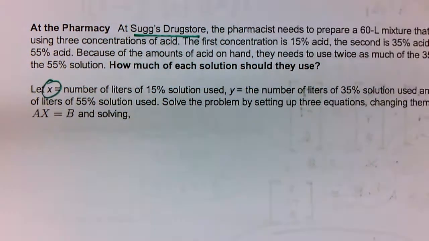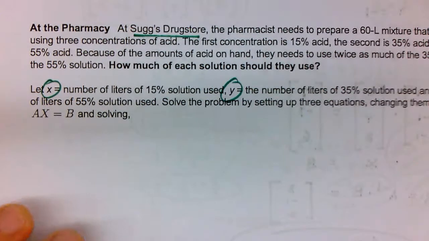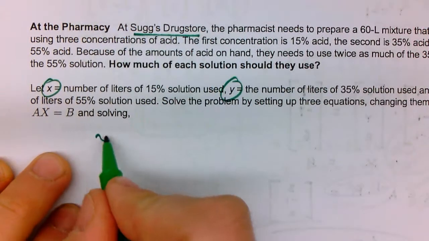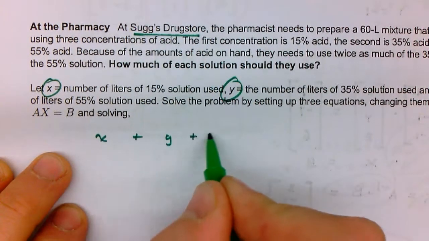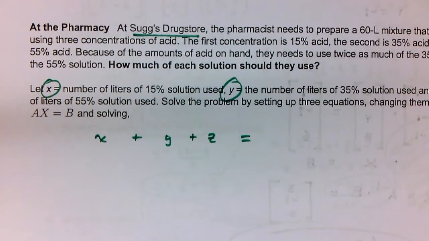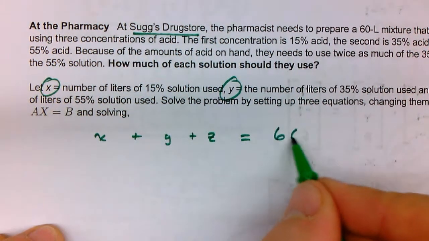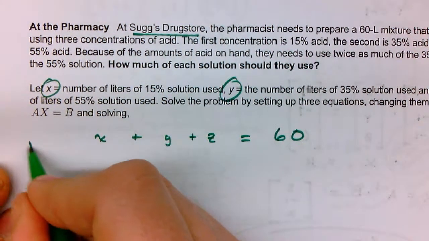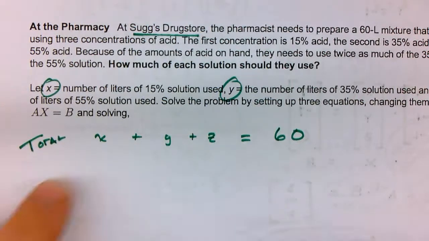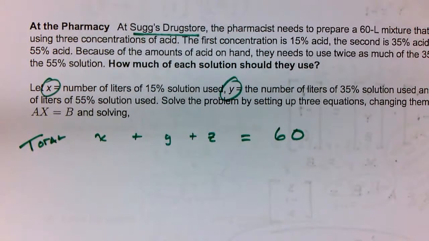So X is the number of liters of the 15%, Y is the number of liters of the 35%, and Z is the number of liters of the 55% solution. If you add X and Y and Z together, that's all the solution we've got. And how much are we making total? Okay, so there's an equation for the total. You know the total, X plus Y plus Z, is 60.